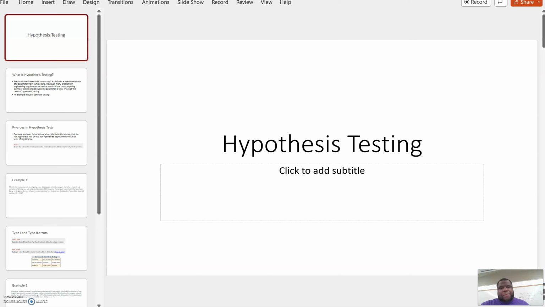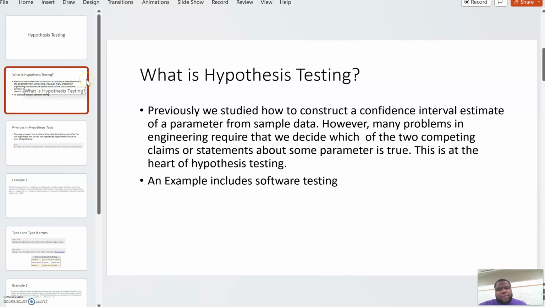So today we're going to be talking about hypothesis testing and looking into a few things. All right, what is hypothesis testing? Previously we studied how to construct a confidence interval estimate of a parameter from sample data. However, many problems in engineering require that we decide which of the two competing claims or statements about some parameter is true. This is at the heart of hypothesis testing, and an example includes things like software testing.